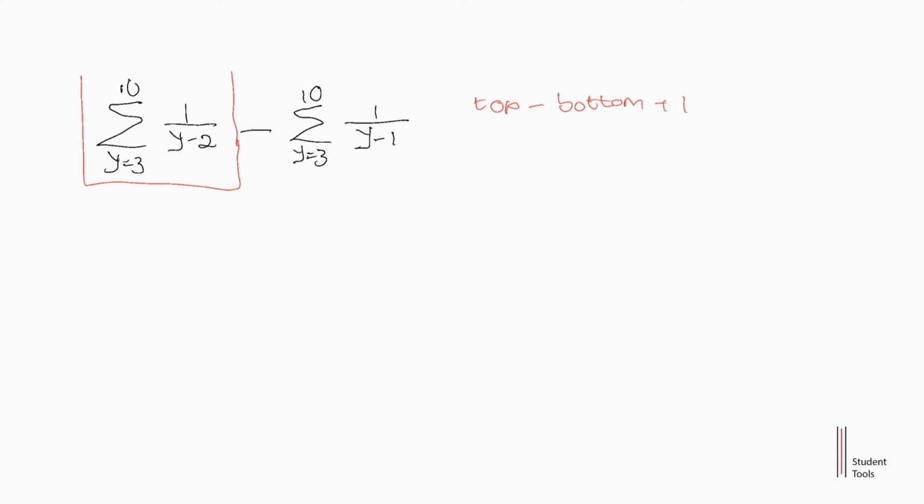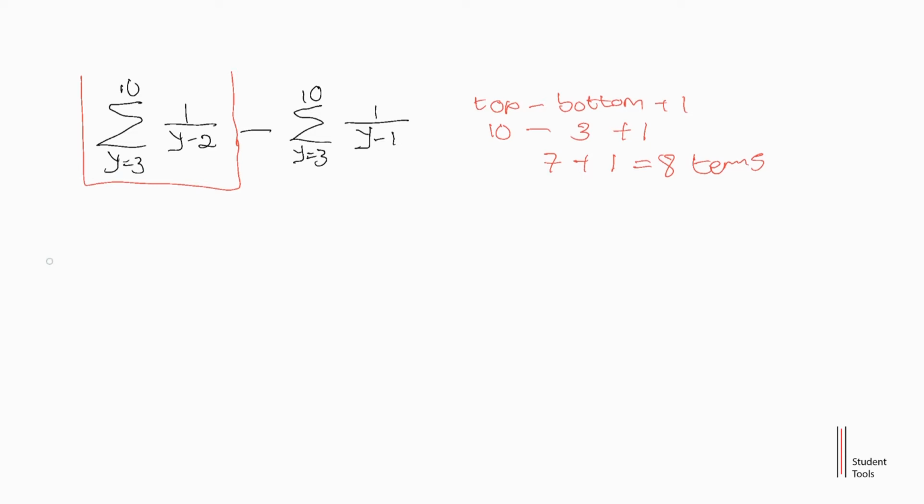plus 1. So the top is 10 minus the bottom, which is 3, plus 1. So that is 10 minus 3, which is 7, plus 1. So it is equal to 8 terms. So this series has 8 terms. I think this one also has 8 terms because it is 10 minus 3 plus 1 as well. So we'll have 8 terms here and 8 terms here as well, but we will start with this one.